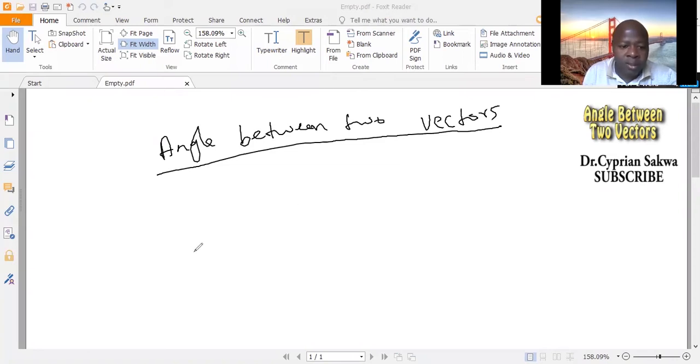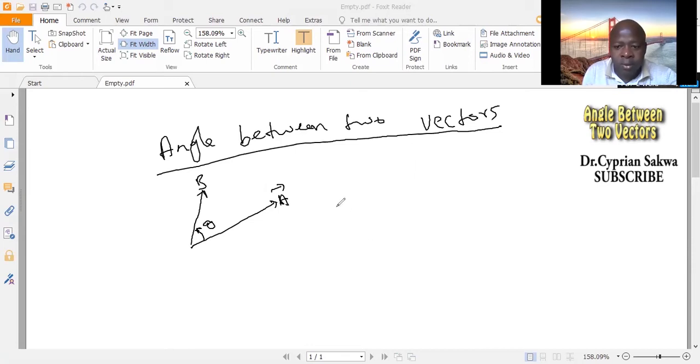So what I mean is, supposing I'm given vector A and another vector B, can we find the angle between them? Can we find the angle theta here? We can, and we'll be using the knowledge from our previous video where we looked at the dot product between two vectors.